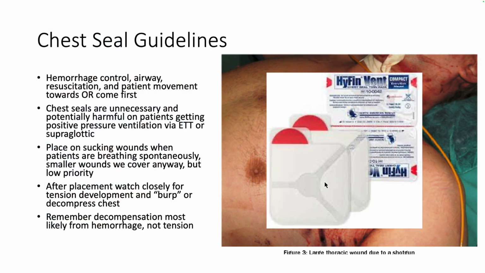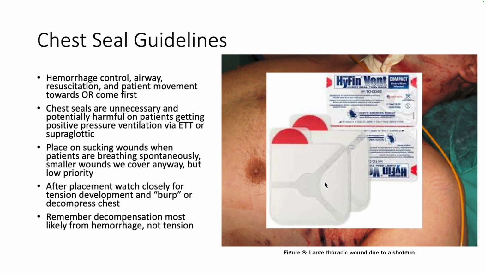So what are our chest seal guidelines? Hemorrhage control, airway, resuscitation, and then patient movement towards the OR come first. Those are the things that are going to get your patient back home again if they have a severe traumatic injury. Chest seals are unnecessary and potentially harmful on patients getting positive pressure ventilation via endotracheal tube or a supraglottic airway. Bag valve mask is a little bit different because we don't have a definitive seal of that airway, and so they're more somewhere in between positive pressure and a spontaneously breathing patient.